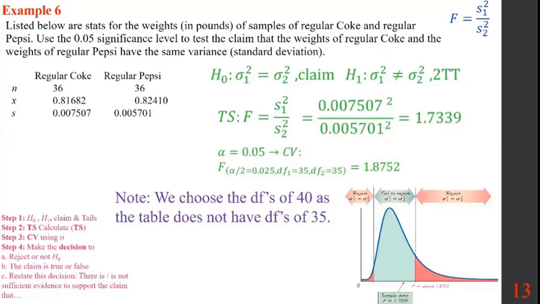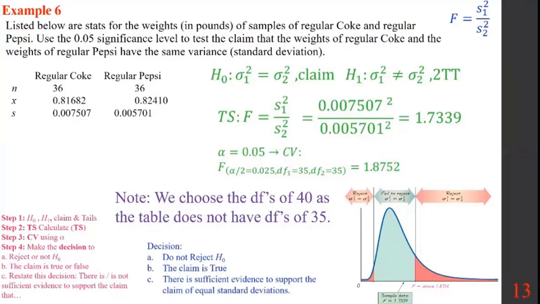If you go with the technology, you get a better answer. And 1.7339 is clearly way into the non-rejection region. So do not reject H0. The claim becomes true, and you know the rest. So do not reject H0. The claim is true. There is sufficient evidence to support the claim of equal standard deviations, or there is sufficient evidence to support the claim that the weights of regular Coke and the weights of regular Pepsi have the same variance.